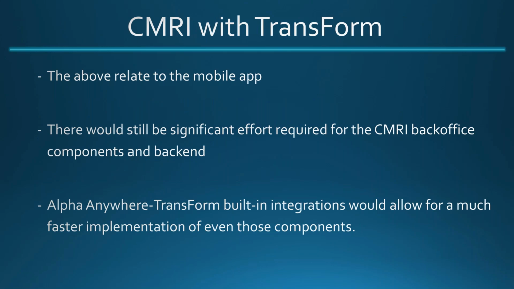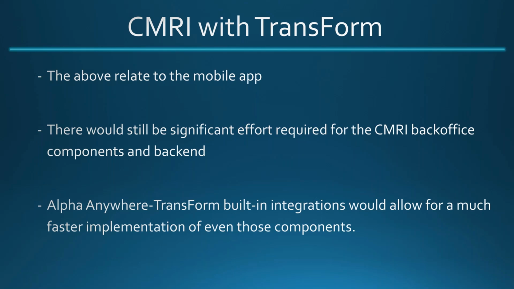A large part of the CMRI application has a backend, and it has back office components like we showed for the dashboards and the grids and the work order assignment. So definitely that is an effort when you're building a complete solution, an end-to-end app. But even there, Alpha Anywhere now, and for the past year, includes controls that have built-in integrations with the Transform backend. So a list control now has a data source option of Transform.